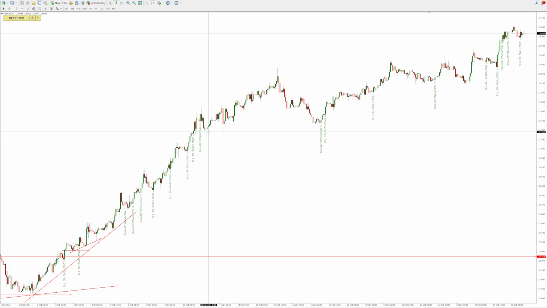If we moved it here, we may have been spiked out there. It still would have been a nice trade, and you can always look to re-enter on the next pullback, on the next breakout here of resistance as well.